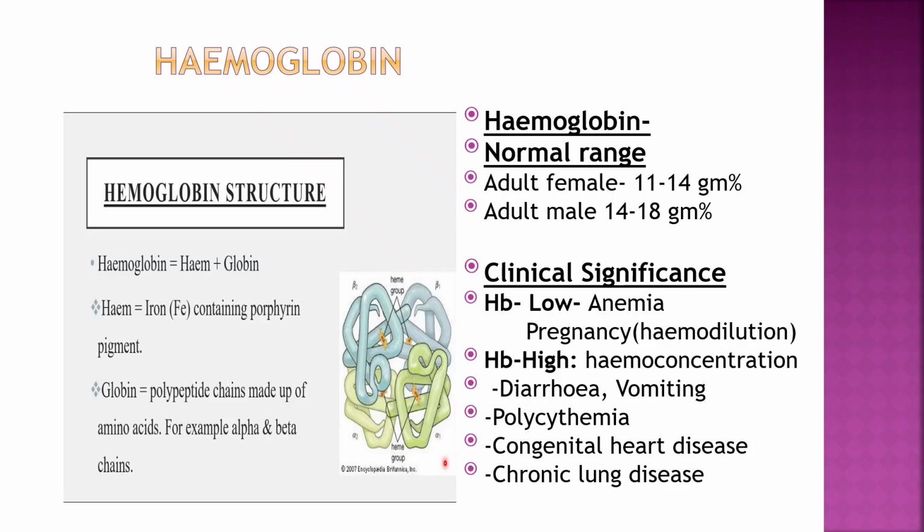If the value of hemoglobin is lower than the normal range, then it is called anemia. It is seen in iron deficiency anemia, and vitamin B12 deficiency anemia. Because of the deficiency of vitamin B12 or folic acid, it may cause megaloblastic anemia. It can be seen in pregnancy because of hemodilution. If the hemoglobin concentration is high, hemoconcentration, then it can be seen because of body fluid loss, that is diarrhea, vomiting or high fever. It can also be seen if the cell concentration is more, that is polycythemia, congenital heart disease, chronic lung disease.